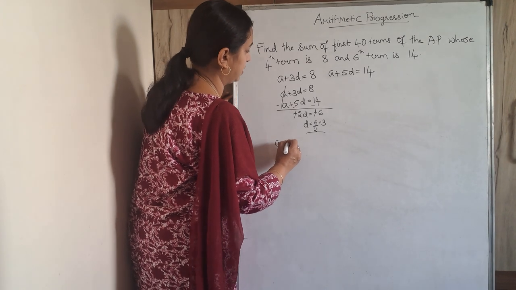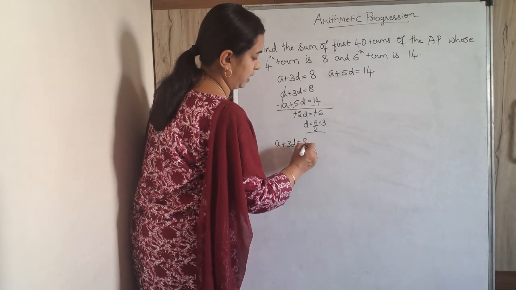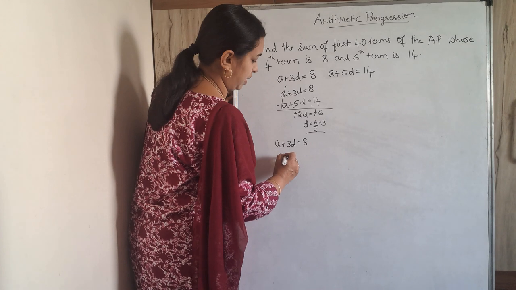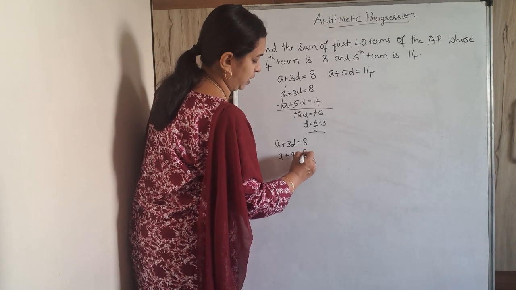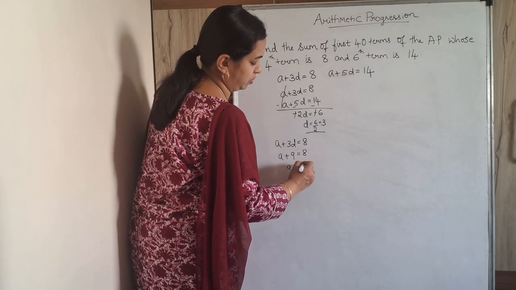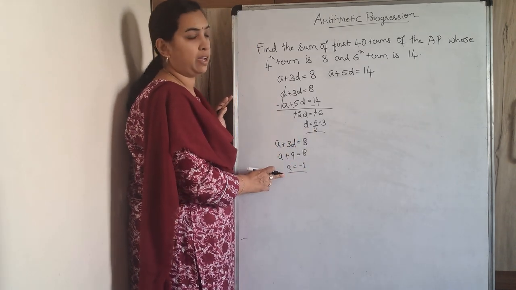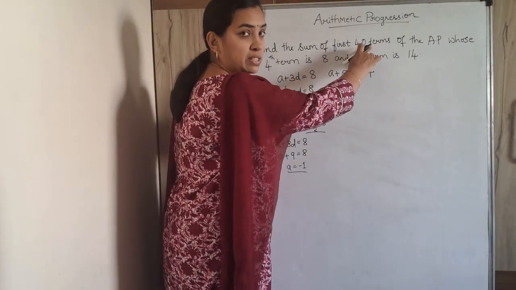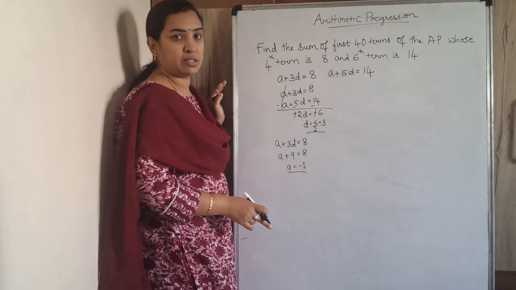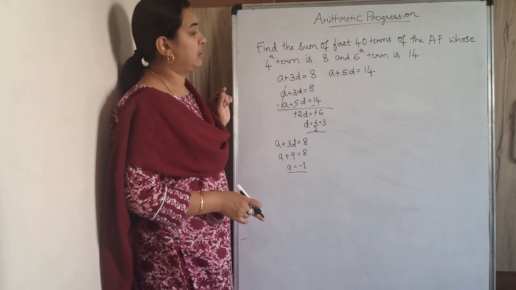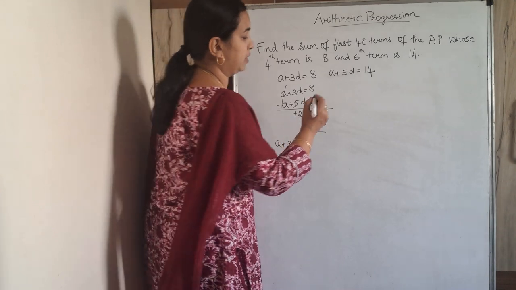By substituting this value of D in any one of the equations, you can find the value of A. A plus 3D is equal to 8, so A plus 9 is equal to 8, so A is equal to minus 1. You know the value of D, you know the value of A, and they have given the value of n as 40. So using these three data, you can find the sum using the formula.